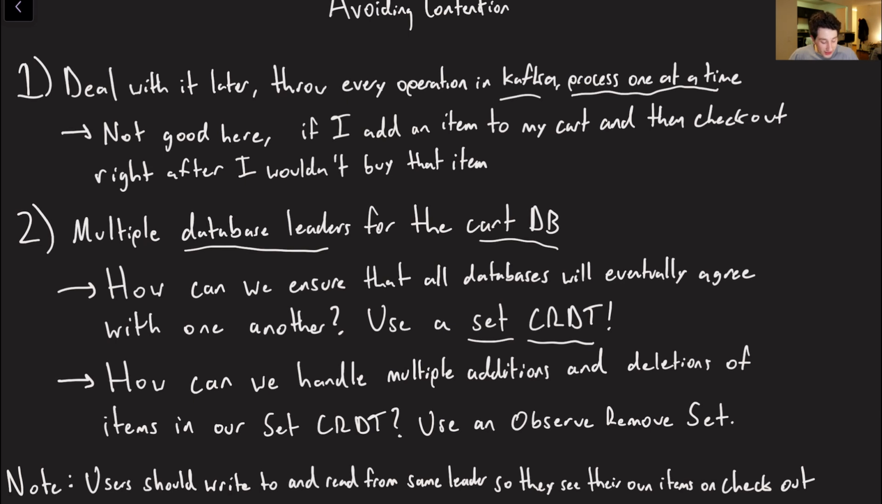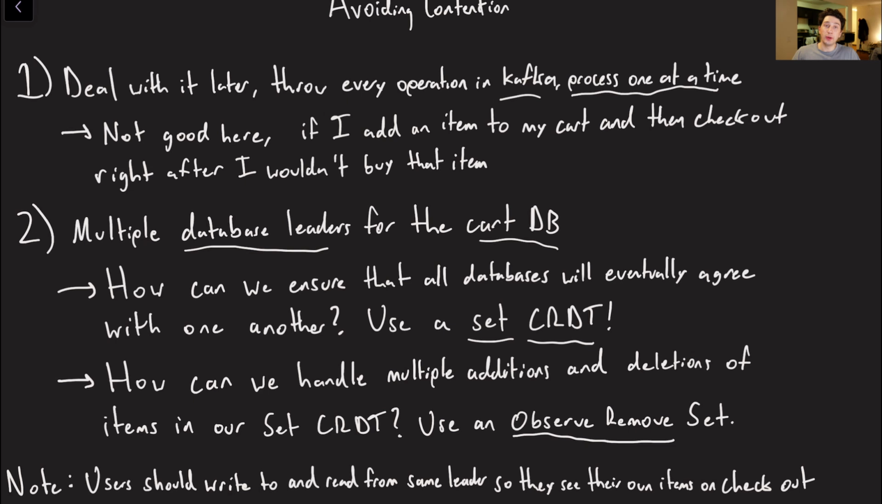So what I'm going to demonstrate in the next slide is something called an observe remove set, which is going to allow us to build out a CRDT set where you can add, delete elements, and then add them back, which is not trivial. And the one thing to note here is that, like I mentioned, there are multiple leaders.